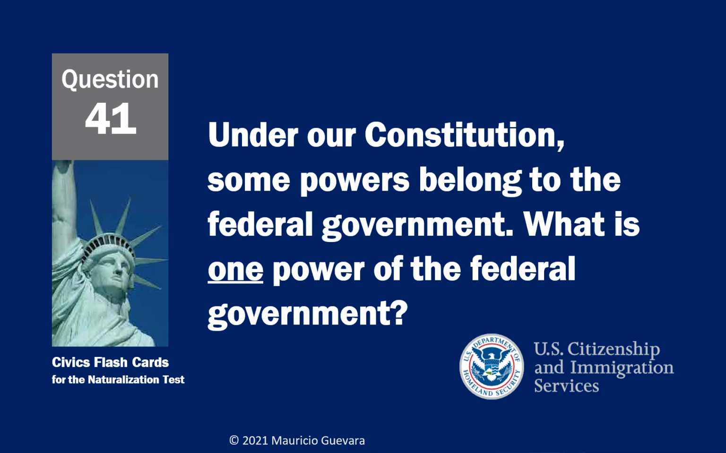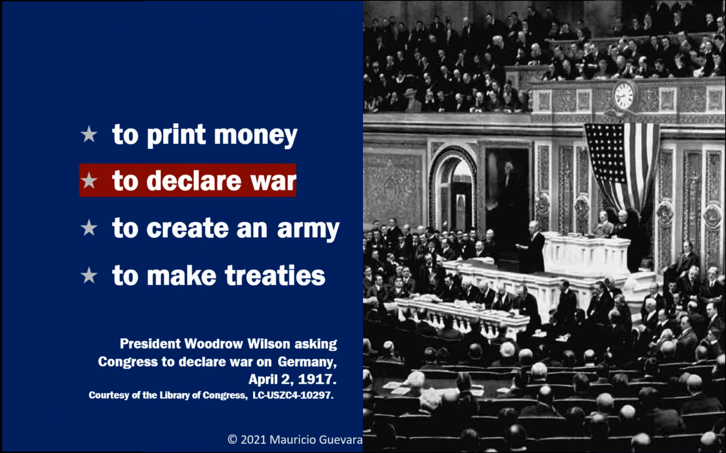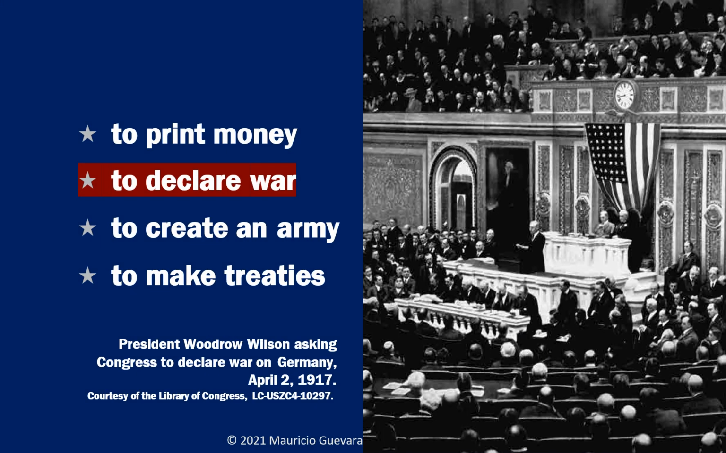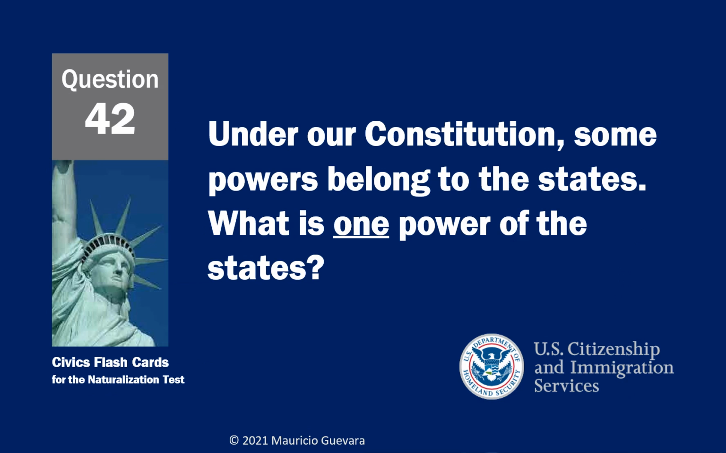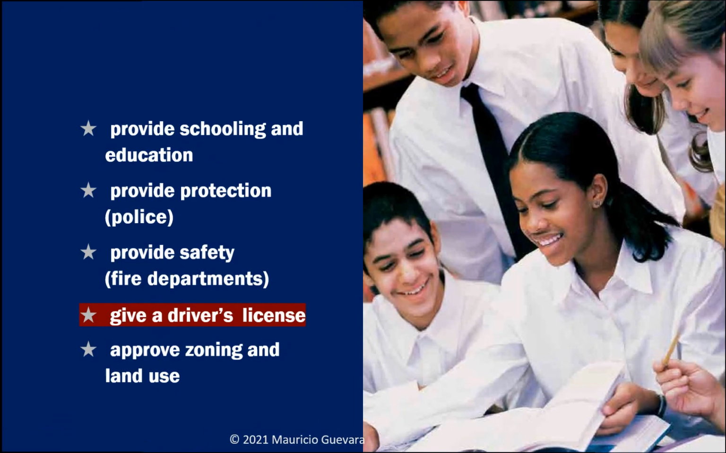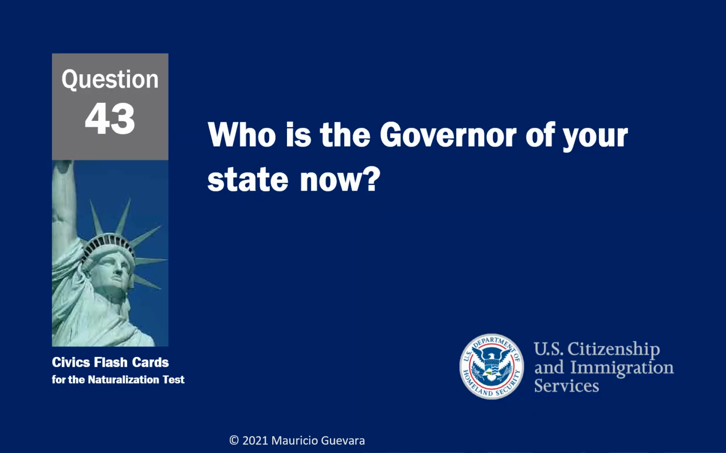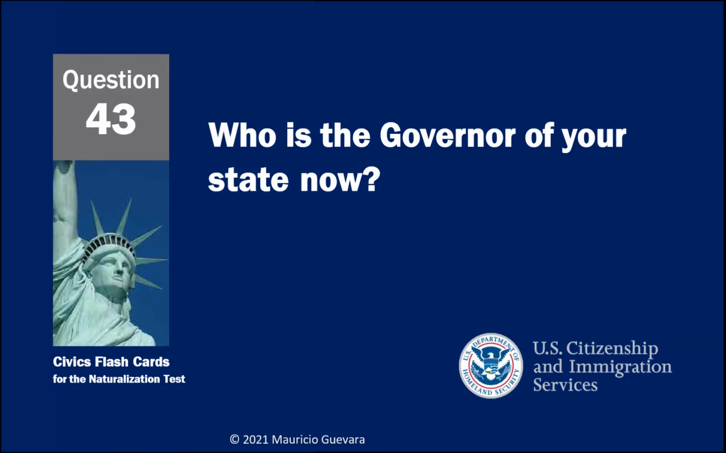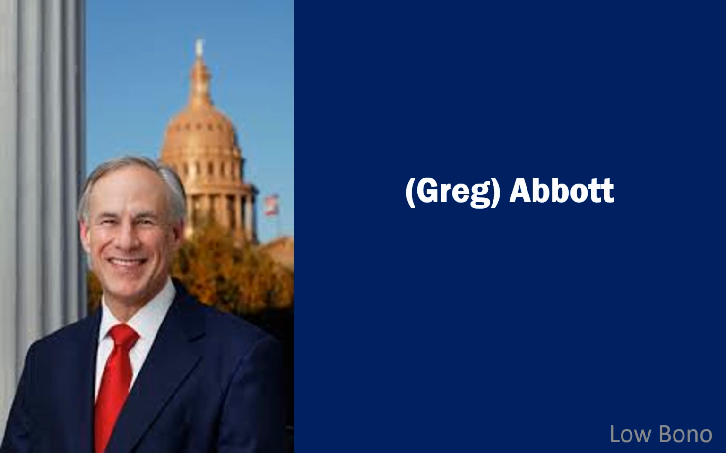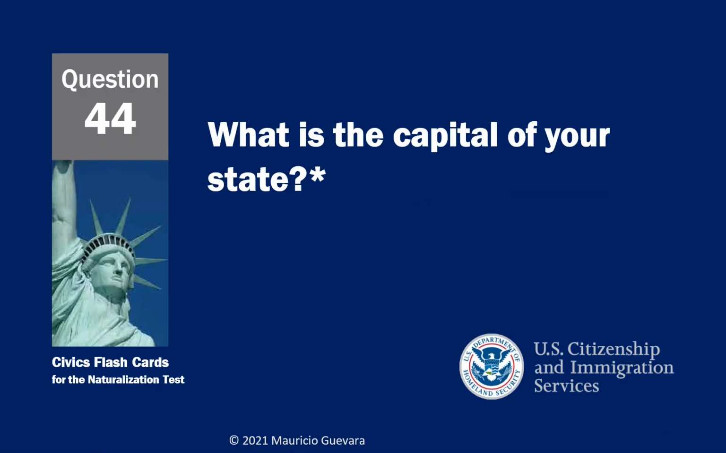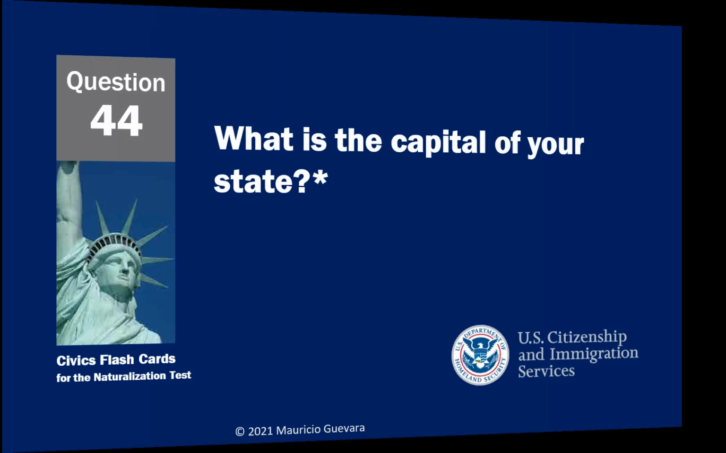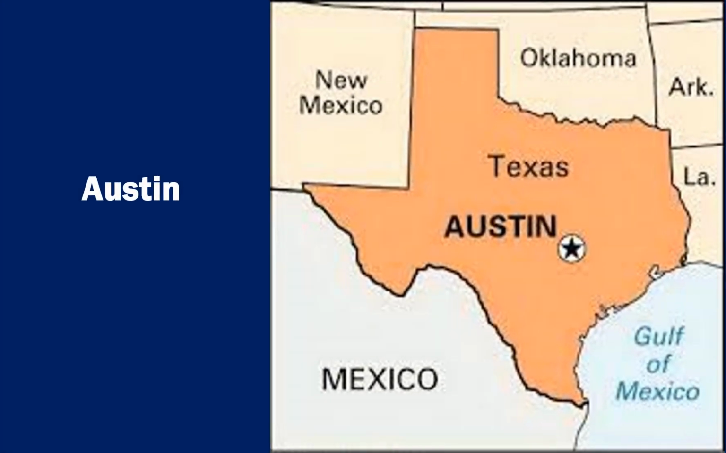Under our Constitution, some powers belong to the federal government. What is one power of the federal government? To declare war. Under our Constitution, some powers belong to the states. What is one power of the states? Give a driver's license. Who is the governor of your state now? Greg Abbott. What is the capital of your state? Austin.